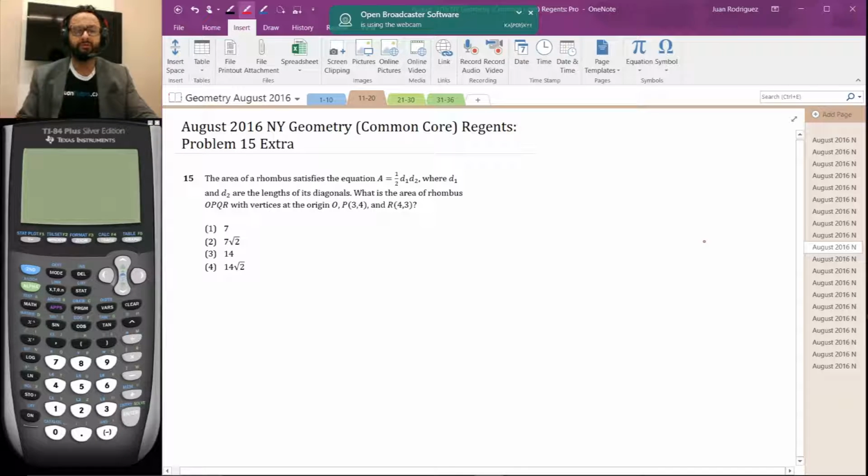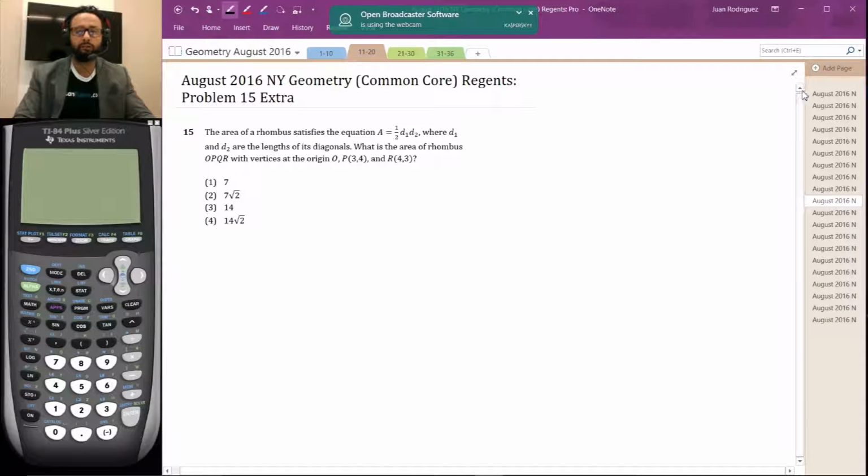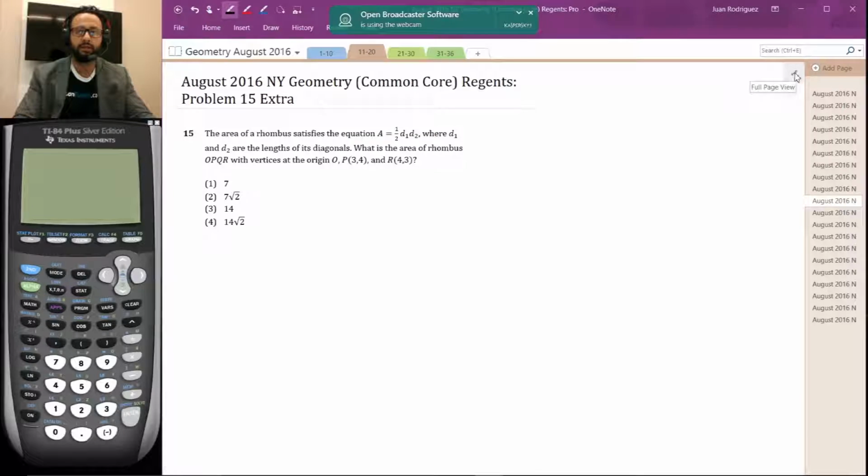So here's problem number 15. The area of a rhombus satisfies the equation A equals 1/2 d1 d2, where d1 and d2 are the lengths of the diagonals. Now we have this formula. Great. So what is the area of rhombus OPQR with vertices the origin O, vertex P (3, 4), and R (4, 3)? Well, why don't we do it using the fact that the diagonals bisect each other? Now, if you didn't think of drawing a diagram, you might get this question wrong. So draw that diagram.